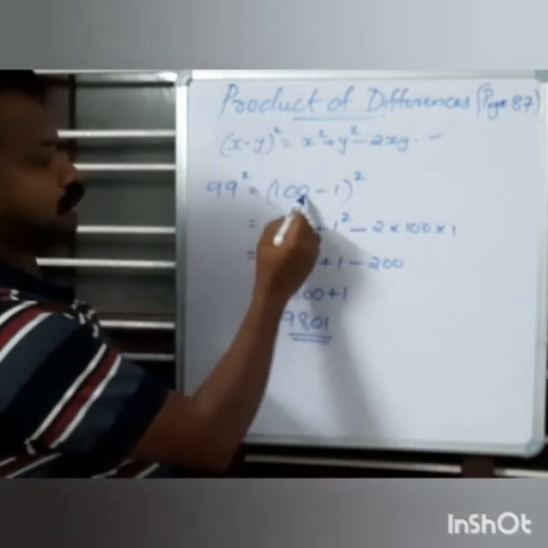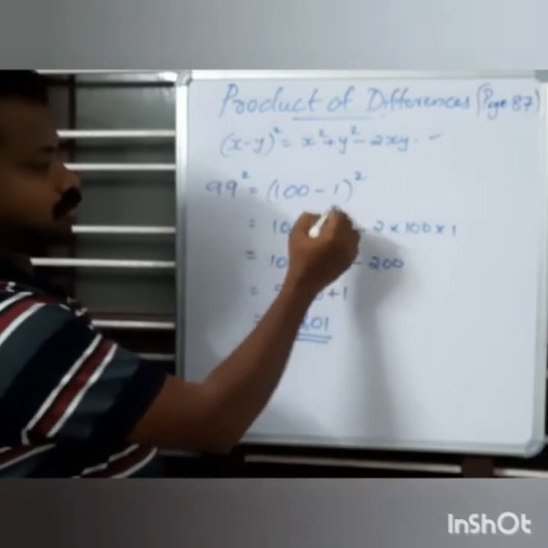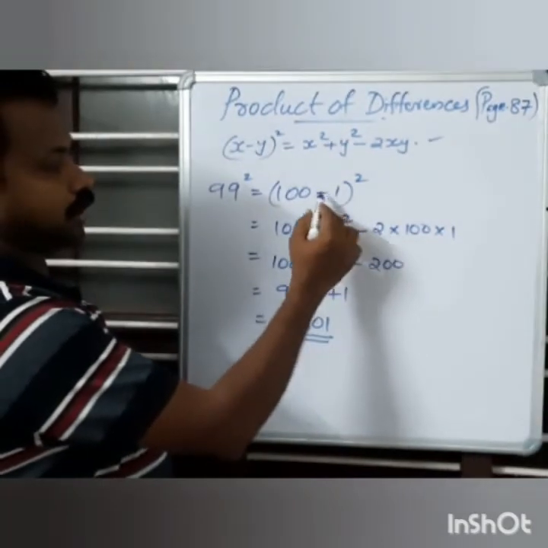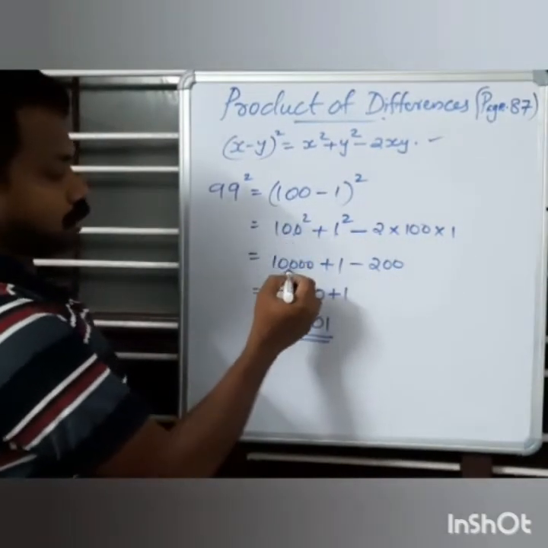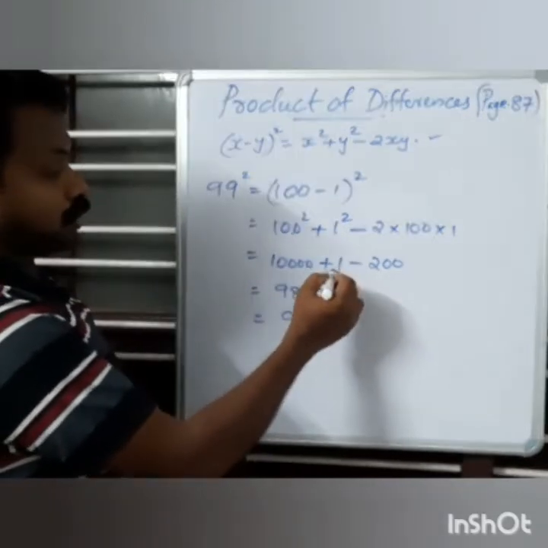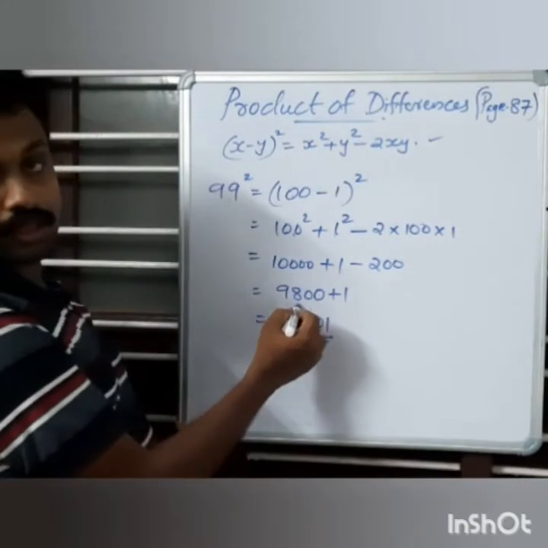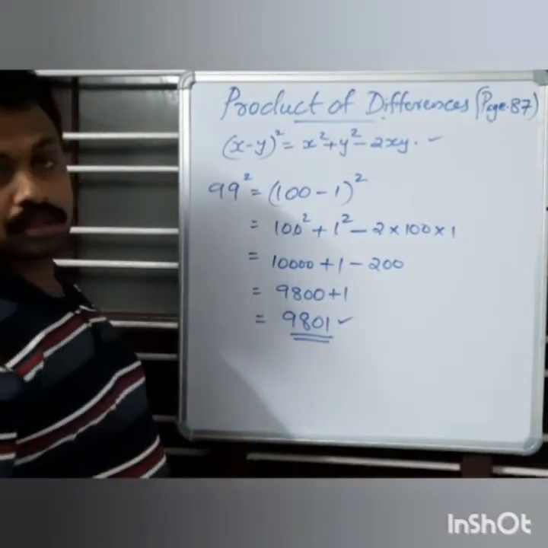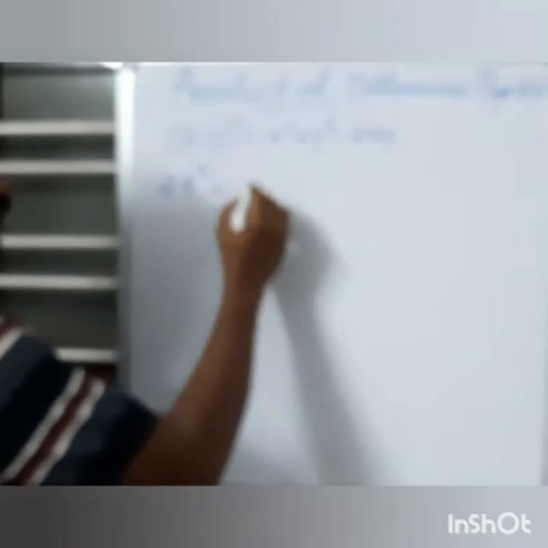99 we can write as 100 minus 1 whole square. So 100 square plus 1 square minus 2 into x into y. Okay. So 100 square is 10,000, 1 square is 1, 2 into 100 is 200. 10,000 minus 200 is 9,800 plus 1. So we will get 9,801. Next, 49 square. How you write this?